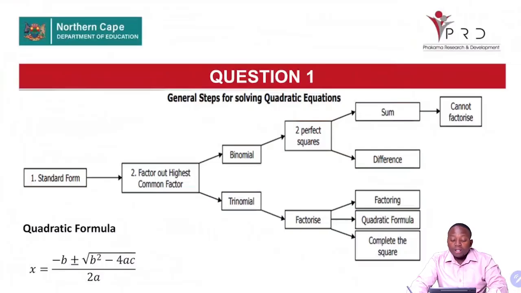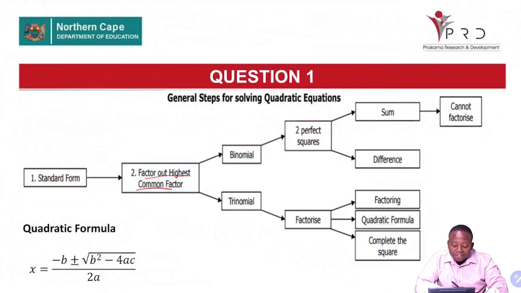Now, question 1 focuses mostly on quadratic equations. You must remember, under quadratic equations, in most cases, you will be required to solve for x. When you are required to solve for x, you must follow the following steps. You must check if the equation is given to you in standard form. If it is not, you must write it in standard form. Thereafter, we check if there's a common factor. We factor out the highest common factor. So the second step, we factor out the highest common factor.